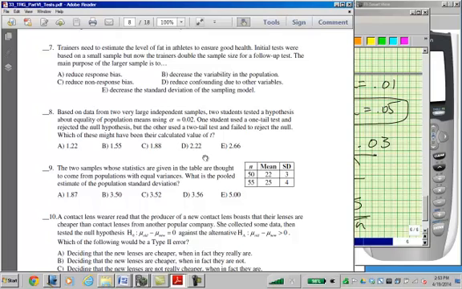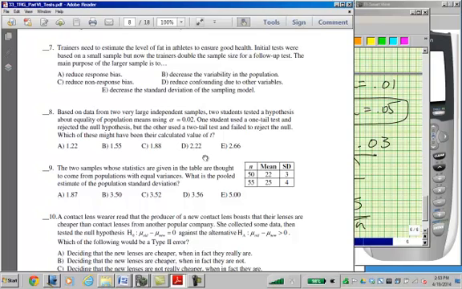Based on data from 2 large samples, 2 students test a hypothesis of equality, alpha equals 0.02. One used a one-tailed test and rejected the null, the other used a two-tailed test. We've talked about this. Which of these might have been the calculated value of t?